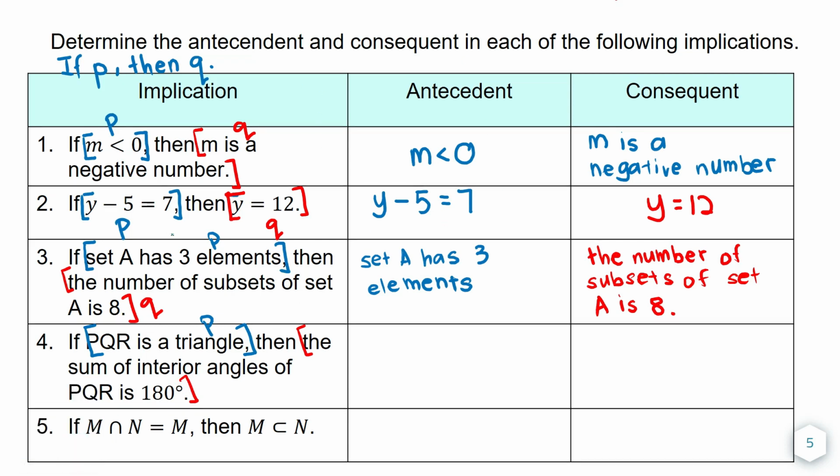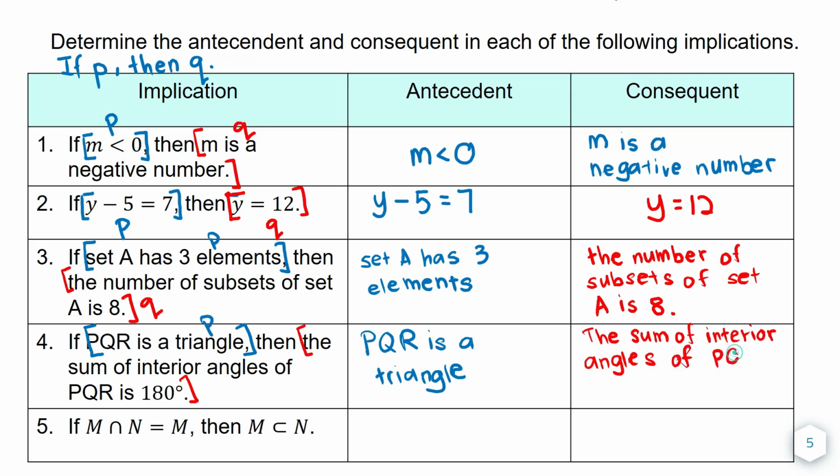And for the antecedent, okay, the P statement, which is PQR is a triangle. And then the consequent is the sum of interior angles of PQR is 180 degrees. Okay, now I already taught you. First we split into two statements, determine the P and determine the Q. Then we already know P is the antecedent and Q is the consequent. For question number 5, you do it yourself, okay?